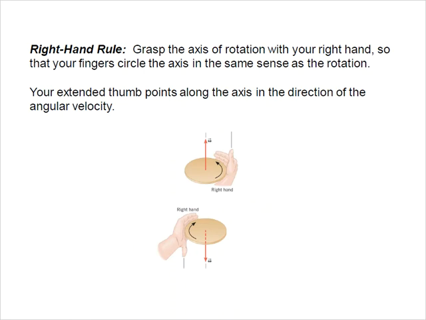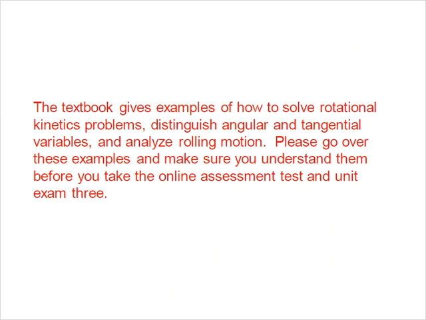Right-hand rule. If you want to figure out what's positive and what's negative, take your right hand and curl your fingers in the direction of rotation. Your thumb gives you the direction of your angular velocity axis. There are lots of examples in the textbook.